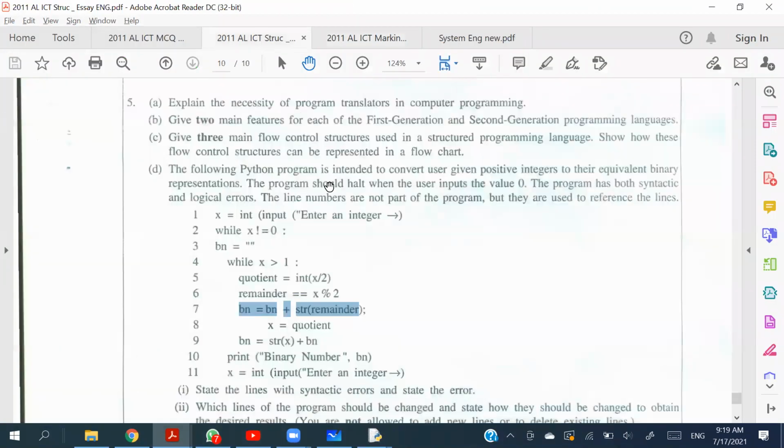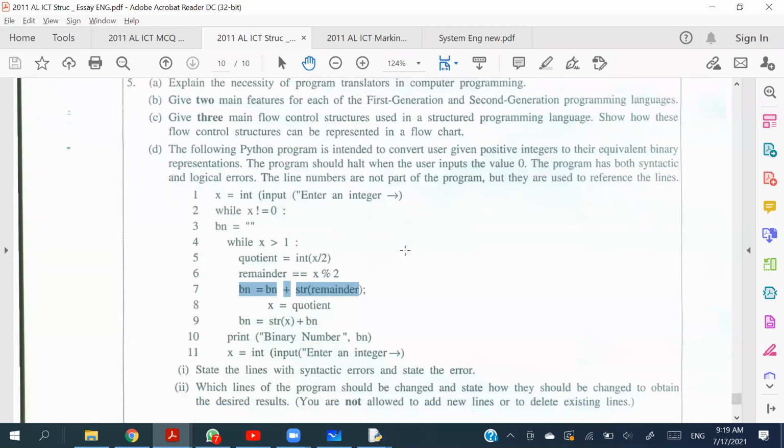Right, the question they are asking is: the following Python program is intended to convert user-given positive integers to their equivalent binary representations. The program should halt when the user inputs the value 0. The program has both syntactic and logical errors. The line numbers are not part of the program, but they are used to reference the lines. State the lines with syntactic errors and state the error. And people, this semicolon is not going to be a syntax error for some reason.